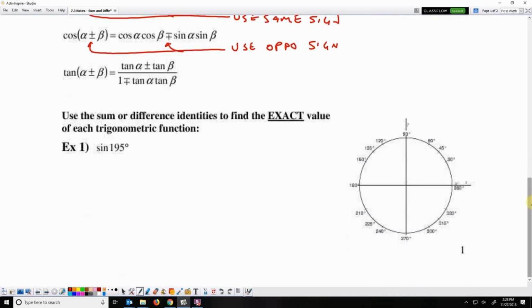So sine 195, I want an exact value, but on my unit circle, I do not have a 195. But for example, if I add, say, 150 and 45, that makes 195. So this is the same as sine 150 plus 45. So that would make 150 my alpha and 45 my beta.